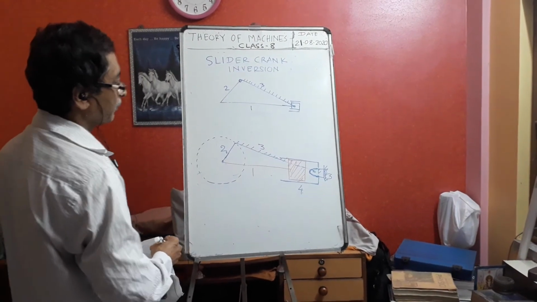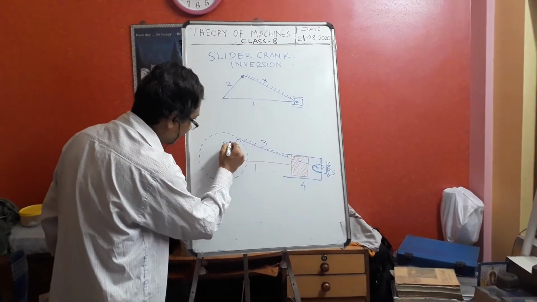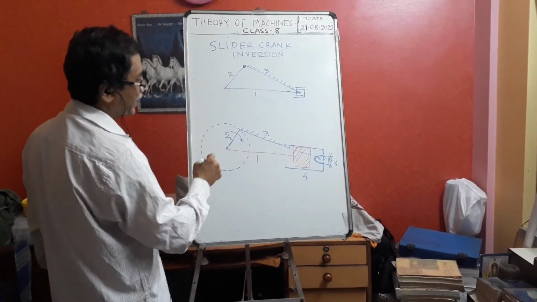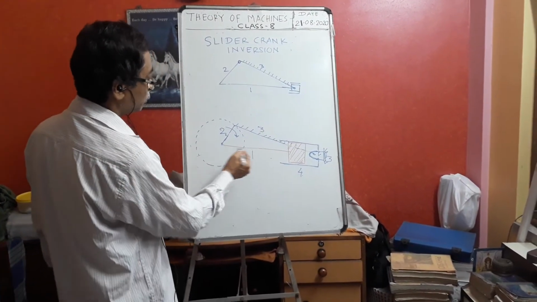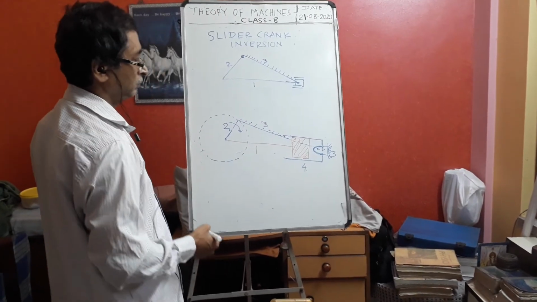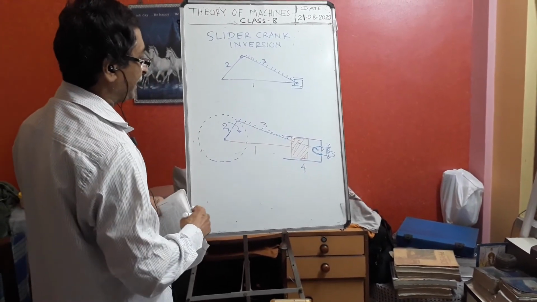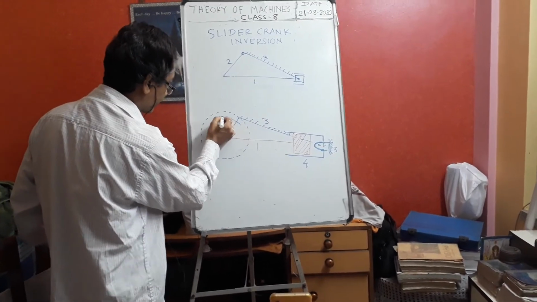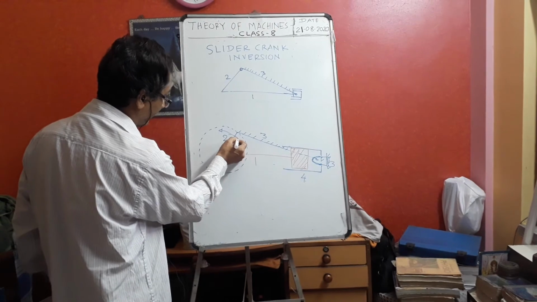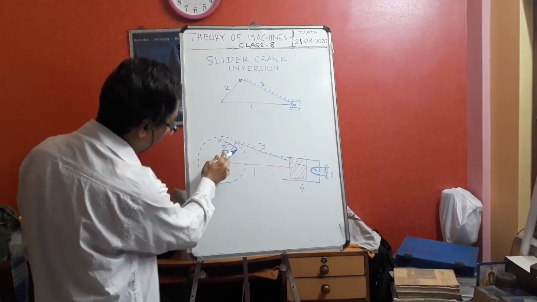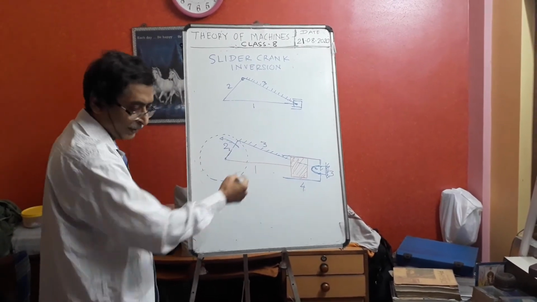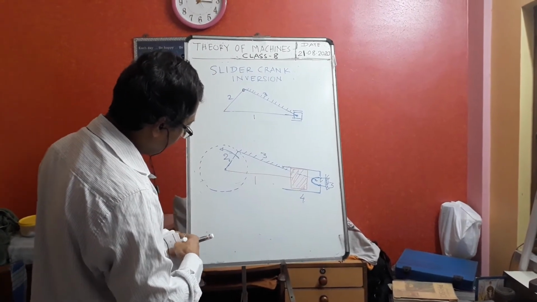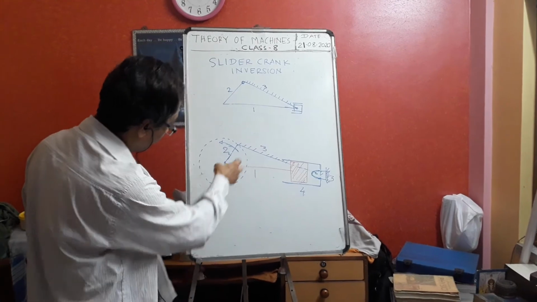Now can anybody say, just imagine, if link 2 rotates, what will happen to link 1? Suppose it is rotating counterclockwise. If link 2 rotates, what will happen to link 1? If anybody can say, what will happen to link 1? Link 2 is rotating.